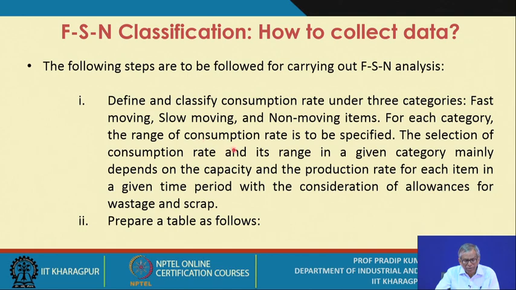For each category, the range of consumption rate is to be specified. Is it okay? The selection of consumption rate and its range in a given category mainly depends on the capacity and the production rate for each item in a given time period, with the consideration of allowances for wastage and scrap. So as such, there is no standard rule or mathematical formulation. In a given situation, you have to study the system closely, and then you decide, and you must refer to the past data of the consumption rate, and then you select the range.